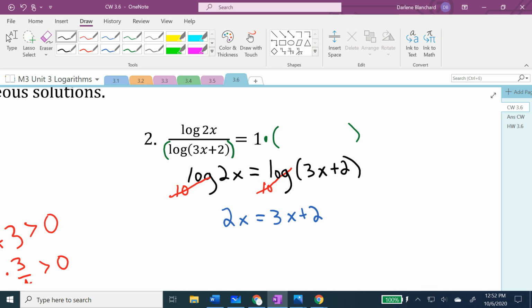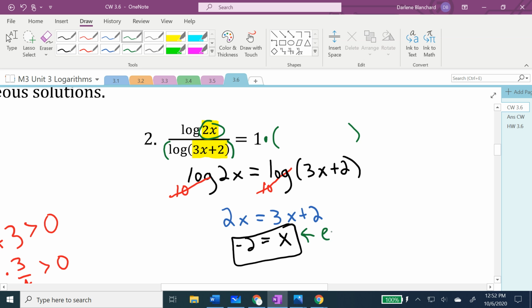And now I need to isolate my x. So if I subtract 2x to both sides, I will get x on the right, subtract the 2 over, and I have a possible solution, but I have to check for the extraneous. Again, see what's inside the original logarithms. The x that you get as an answer has to make both of the insides be a positive number. And you can see pretty quickly that 2 times negative 2 is not positive. That means that this is an extraneous solution. And that means our final answer is that there is no solution to that equation.